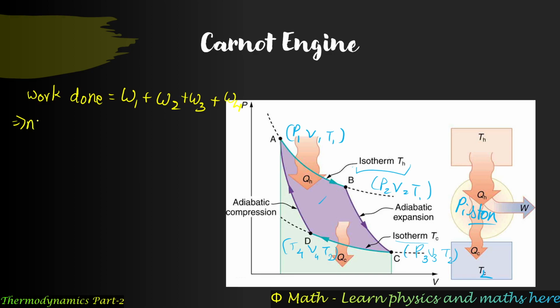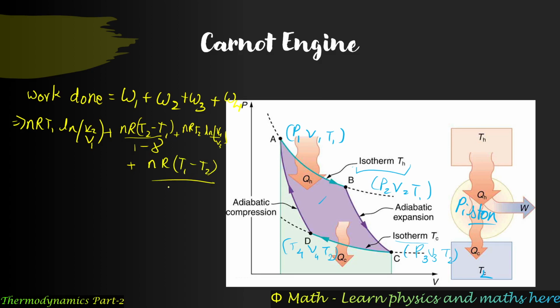This is getting a little bit long. So nRT1 ln V2 by V1, I derived them in the previous lecture, plus nR (T2 minus T1) divided by 1 minus gamma, plus nRT2 ln V4 by V3, plus nR (T1 minus T2) divided by 1 minus gamma. From here we can see that this thing and this thing get cancelled. If we take minus common from here, then we will get the same expression but with a minus sign, so these two things will get cancelled and we will be left with this small thing.